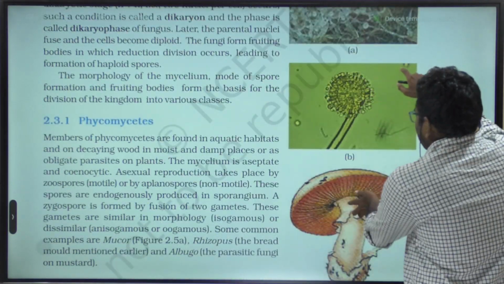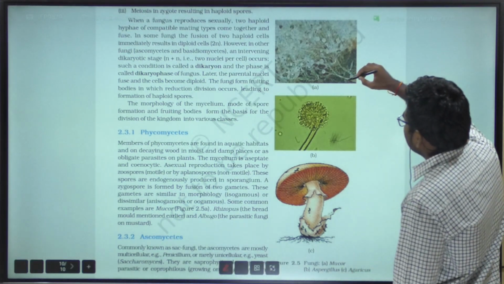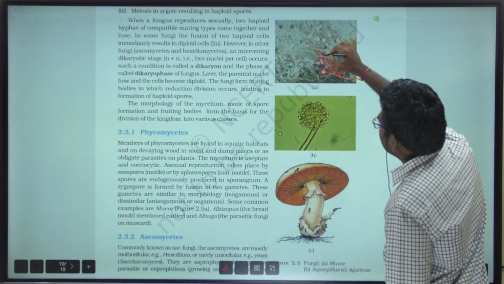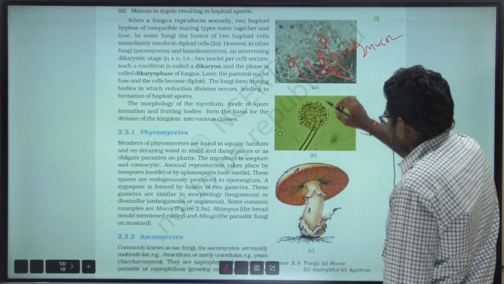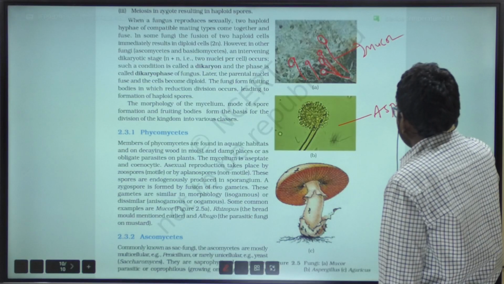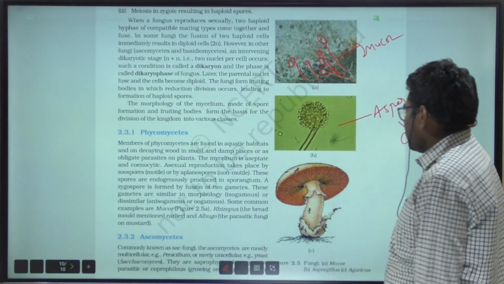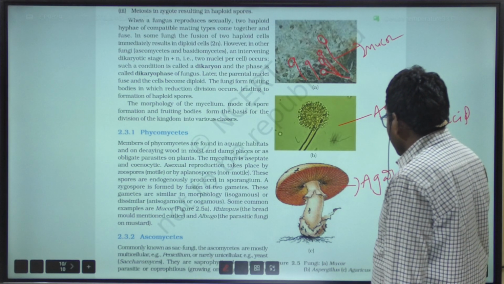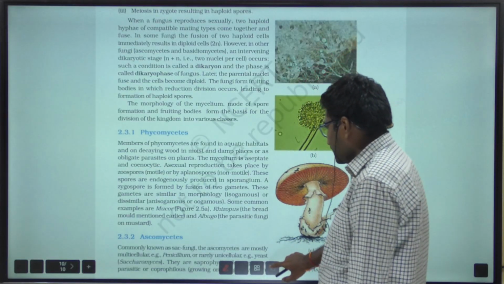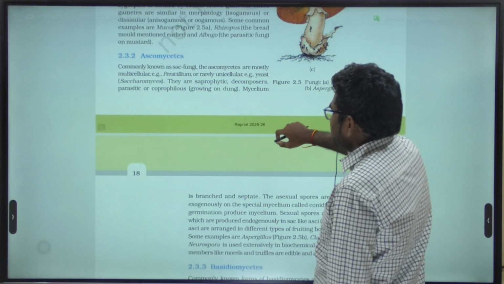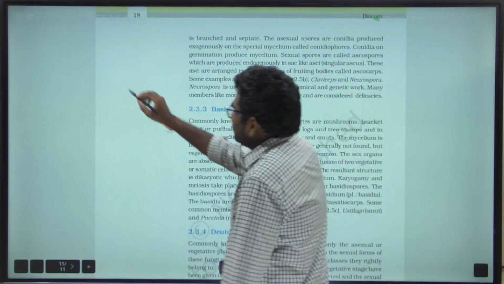And here some images are given. The first one is a Mucor, and this one is an Aspergillus. Aspergillus niger produces which organic acid? Citric acid. And this one is an edible mushroom, that is Agaricus. Right? Ascomycetes. The common name for Ascomycetes is the sac fungi.